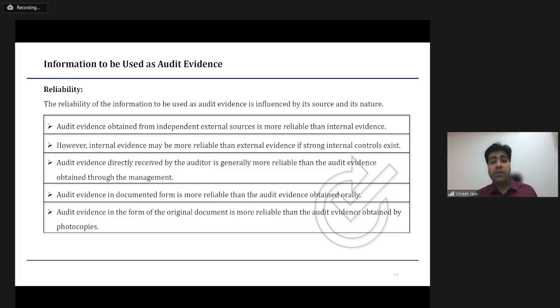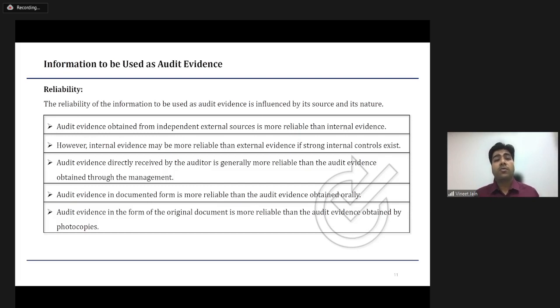So any documented form of audit evidence is much more reliable than oral audit evidence, and audit evidence in the form of original documents is much more reliable than audit evidence in the form of photocopies, fax, digitized form or any other form. This way, audit evidence reliability is affected by the source or nature of the information being used as audit evidence. But not always. There are certain exceptions to the reliability factor also.